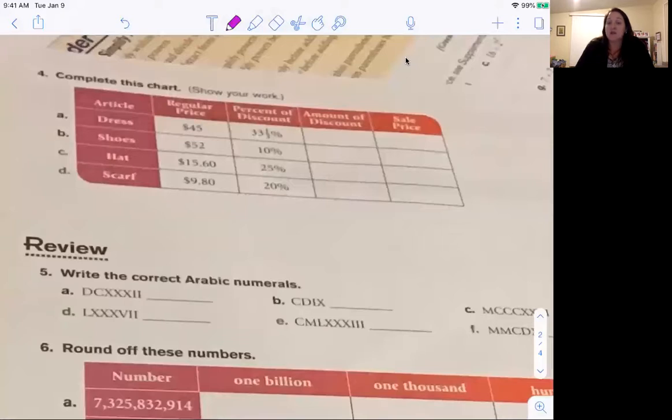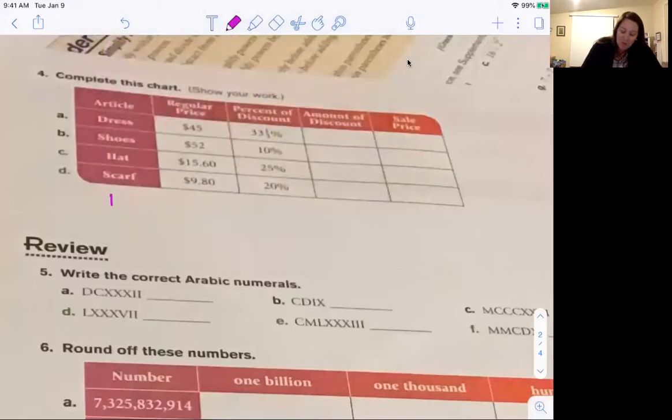So if a dress is 33.33% off, what do you think it is? What is 33.33% of something? Is it a third of something? What if I said a dress is 25% off? Would that be a fourth of something? It would. So 33.33% is a third of something. I said the keyword of. You want to multiply by a third, right? Or another way of multiplying by a third is dividing by 3.